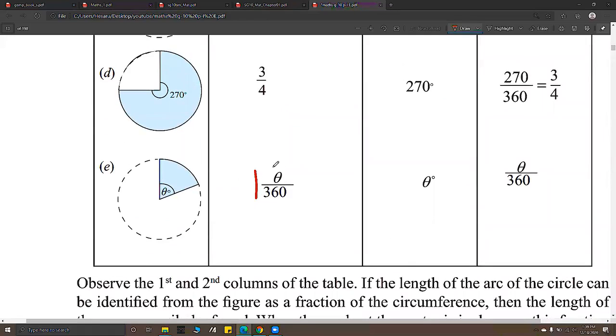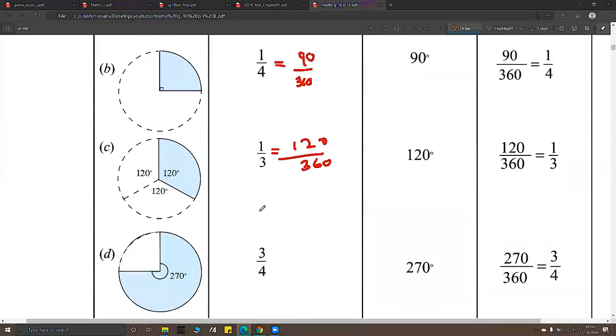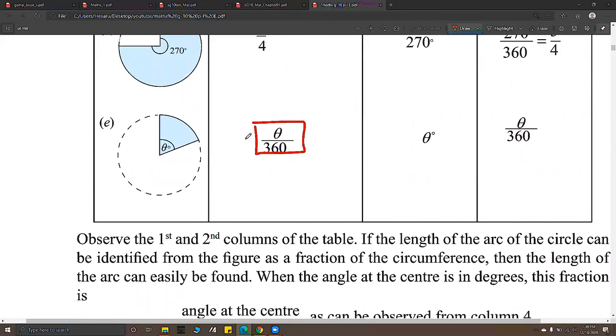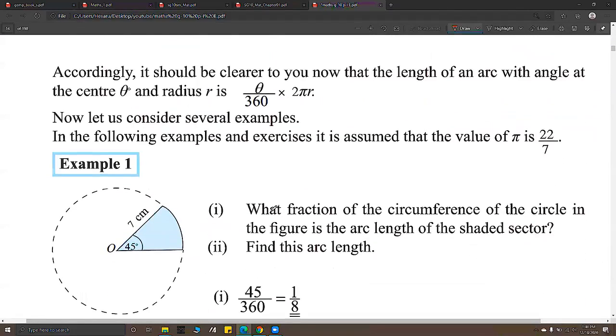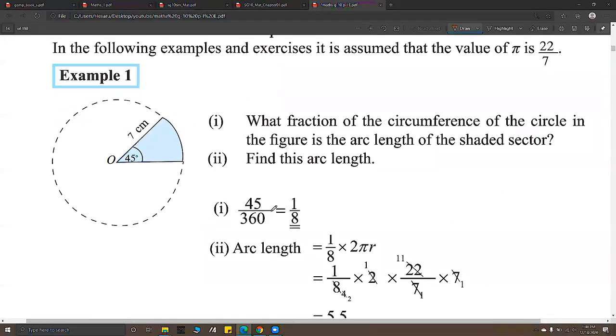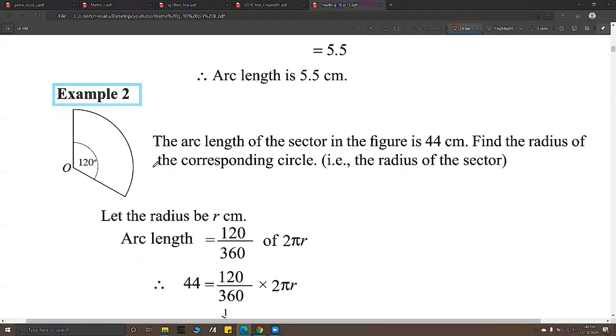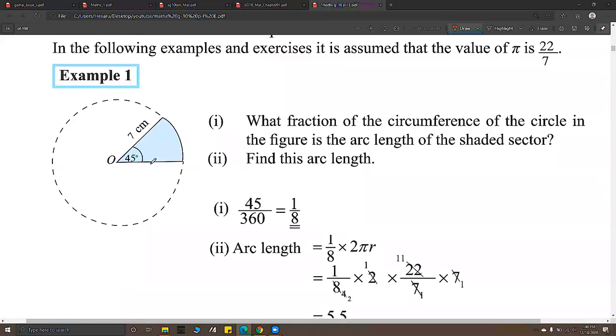This is the common equation. These fractions, 3 over 4, 1 over 3, 1 over 4, are taken from this equation. So it will be enough if you remember this. You just have to substitute the angle into this θ. That's what you have to do. So, an example here. I think you may understand this. Okay, let's take this one.